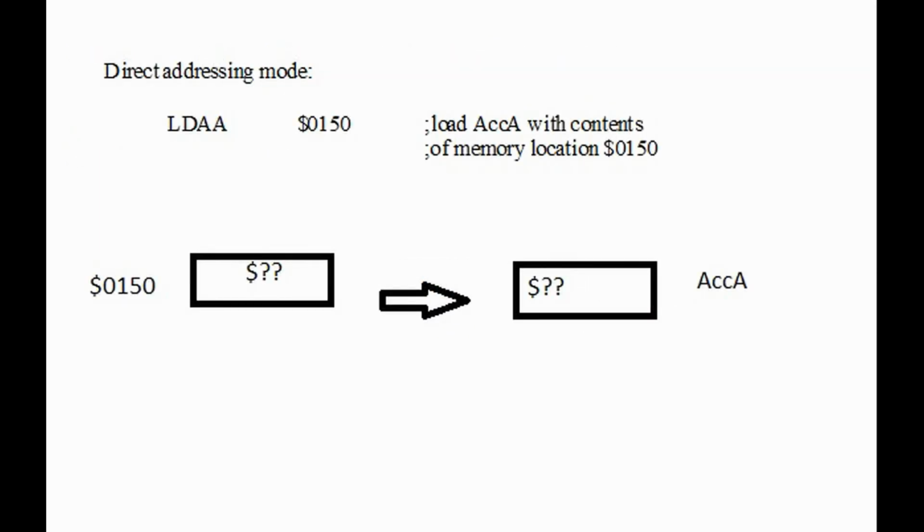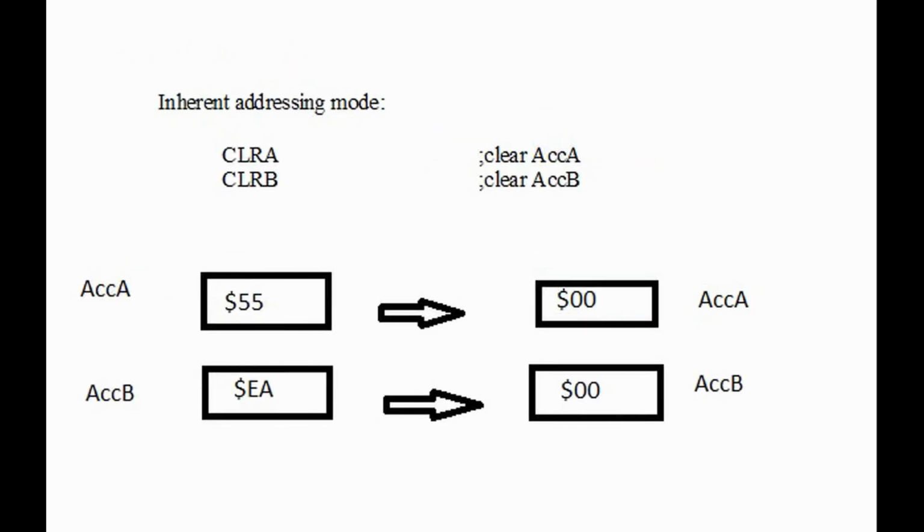If the opcode has no pound sign, then we are in the direct addressing mode. In the direct addressing mode, the microprocessor will go looking for a memory location, and then whatever is in that memory location will be loaded into accumulator A. In this example, the microprocessor will go to memory location 0150, and whatever is there will go into accumulator A. But we don't know what's in memory location 0150. So in this case, I just put a question mark, and we say that whatever is there will go into accumulator A. In the inherent addressing mode, we have opcode but no operand.